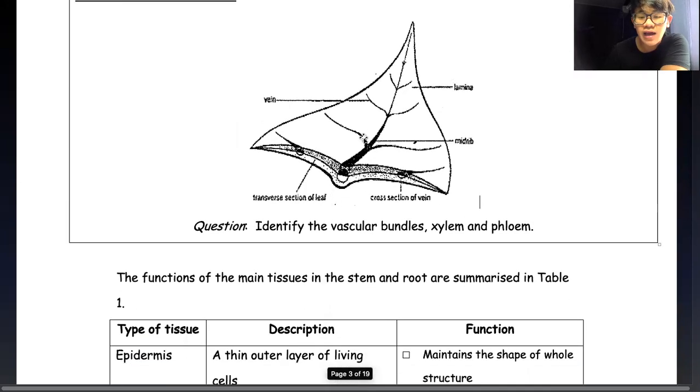And if you cut through, you have the xylem, you have the leaf, xylem. So what will happen is the one facing up, the black structures above, that is actually the position of your xylem. The one facing down, the white one, is actually your phloem.